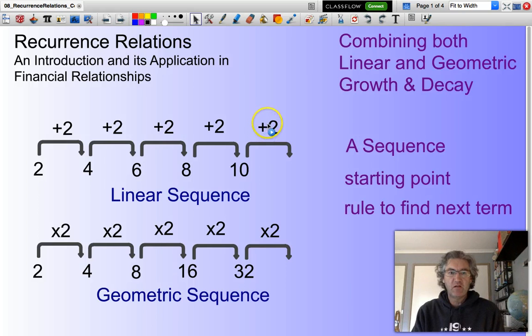When we subtract in a linear sequence, that can be thought of as linear decay, and when I multiply by a number which is less than 1, that can be thought of as geometric decay. In both situations, we need our starting point or our initial value, or V0, and the rule to find our next term.